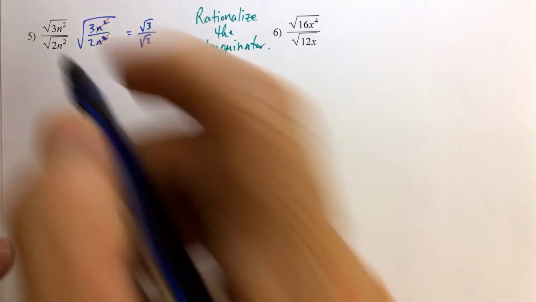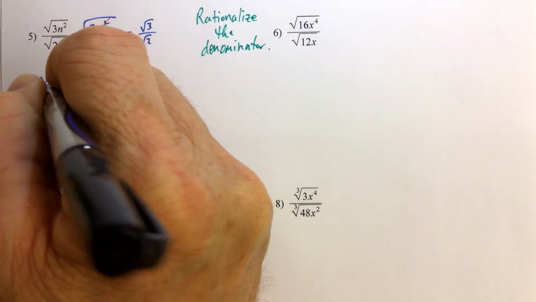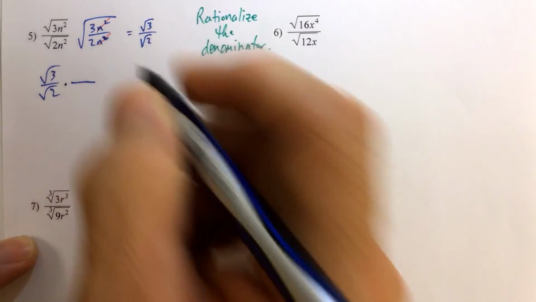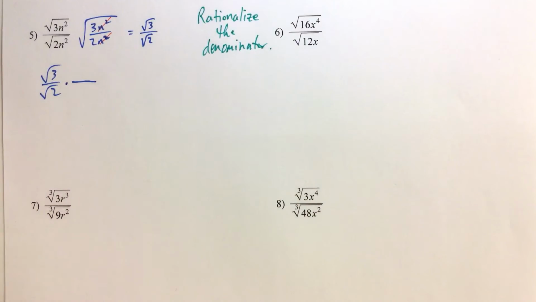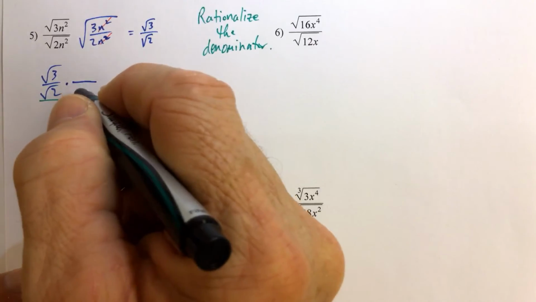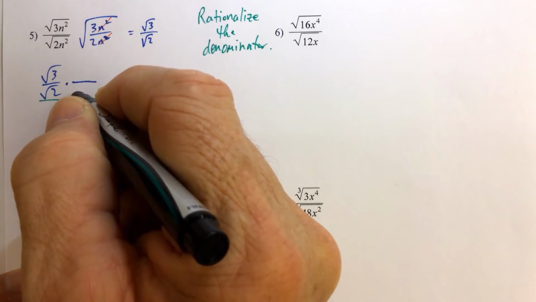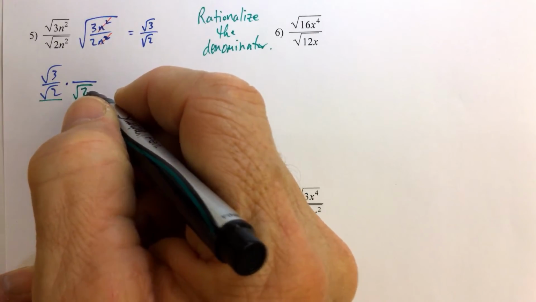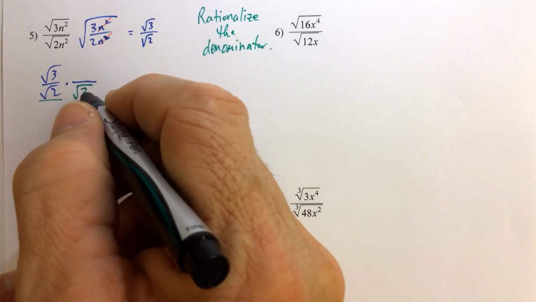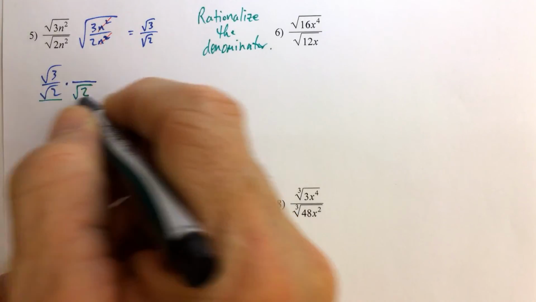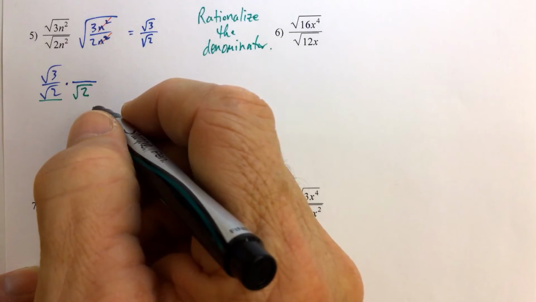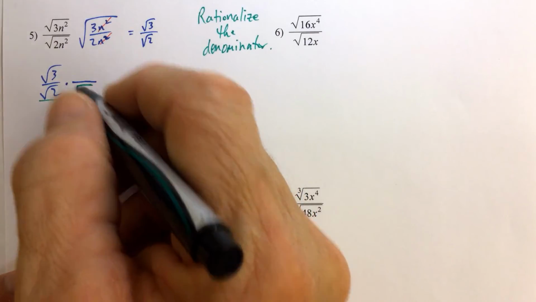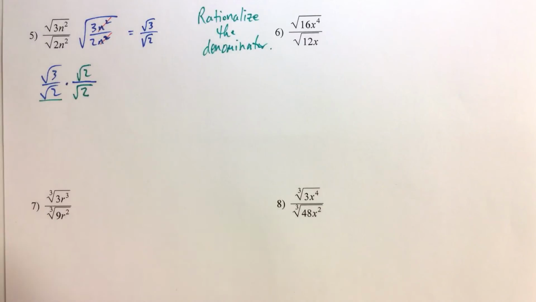Well, how do we do that? Let's go over here. Take the square root of 3 over the square root of 2. Now we're going to multiply this fraction by 1. And to identify what we have to multiply top and bottom by, just look at the denominator. What can we multiply this denominator by to make sure it is a perfect square? Well, the square root of 2 times the square root of 2 is 2. So if we multiply the denominator by the square root of 2, then the denominator will be rationalized. And since we multiply the denominator by the square root of 2, we must multiply the numerator by the square root of 2.